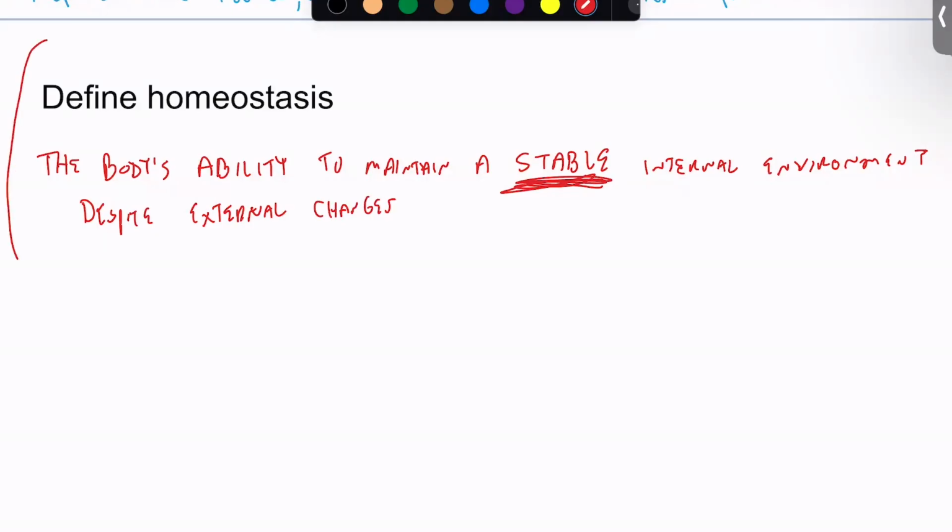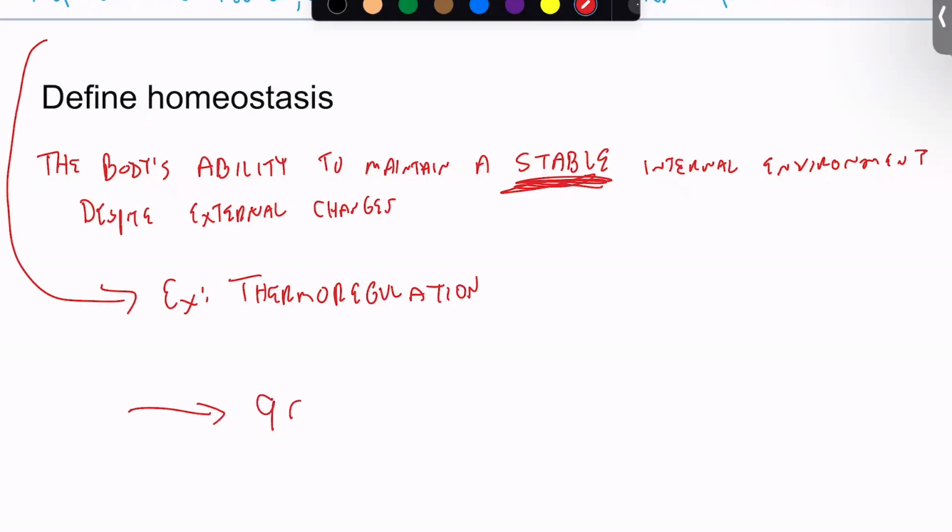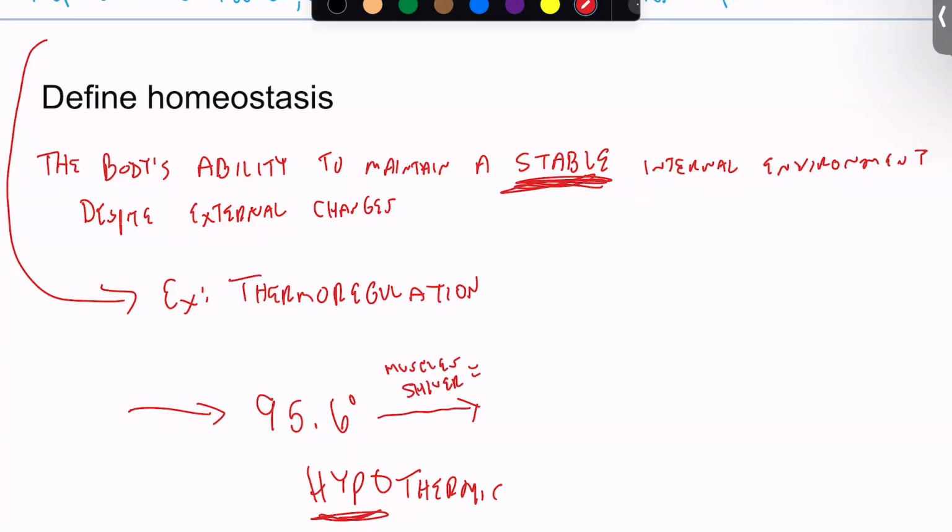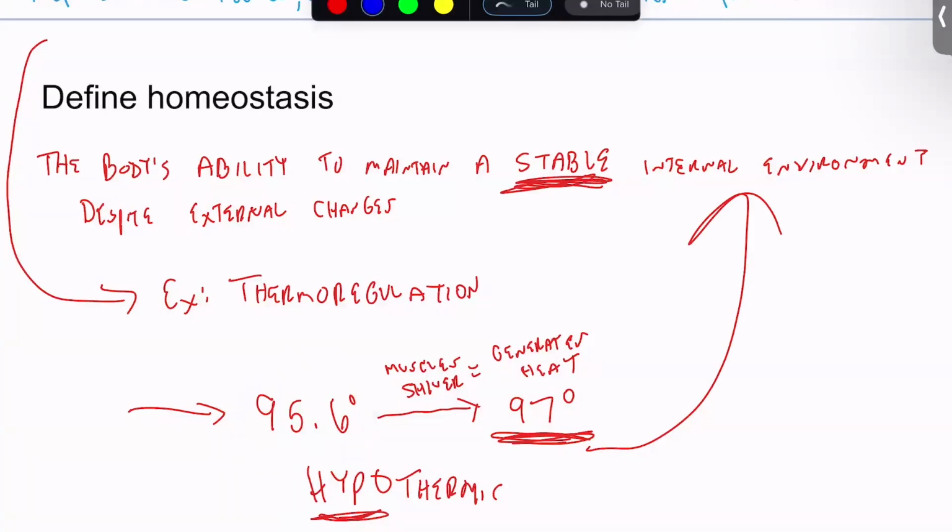So just to bring up an example from earlier that we talked about is thermoregulation. So for example, say somebody's body temperature drops down to 95.6 degrees, right? That is very, very hypothermic. And so their body's going to be like, oh crap, I need to warm myself up. And so your muscles will start to shiver, which generates heat. And so then the temperature might go up, maybe not a whole bunch, but to 97. This is way more sustainable with our internal environment than this 95.6 degrees is.